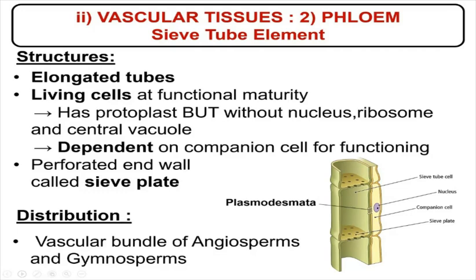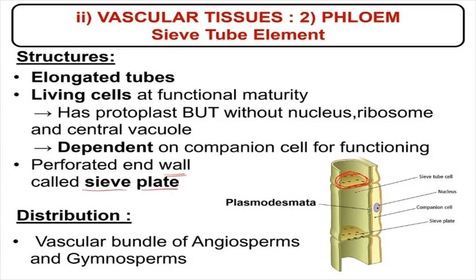Has protoplasm but no nucleus. Maknanya dia ada cytoplasm tetapi tidak ada nucleus. Jadi macam mana dia control dia punya metabolism kan? Because it has the companion cell. Sieve tube element depends on companion cell for its functions. And it has a perforated end wall. Dia punya pore, liang-liang dia hanya pada hujung dia saja. Dekat dinding tak ada. Jadi the perforated end is called sieve plate.